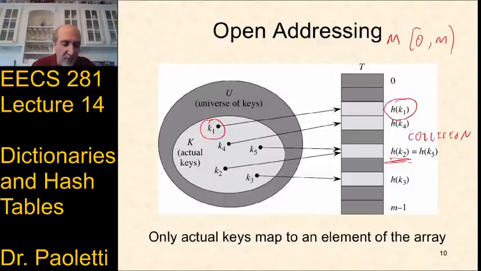Now, what it says at the bottom is actually related to a question that just popped up. Only actual keys map to an element of the array. So the dark gray ones just don't have any data in them yet. They are unused locations.